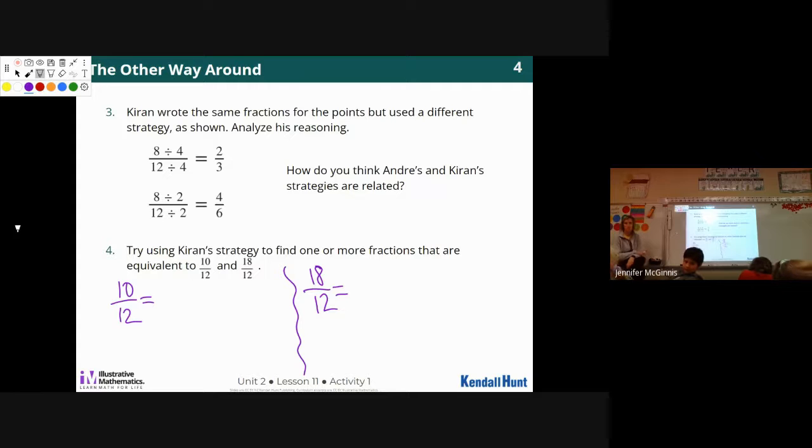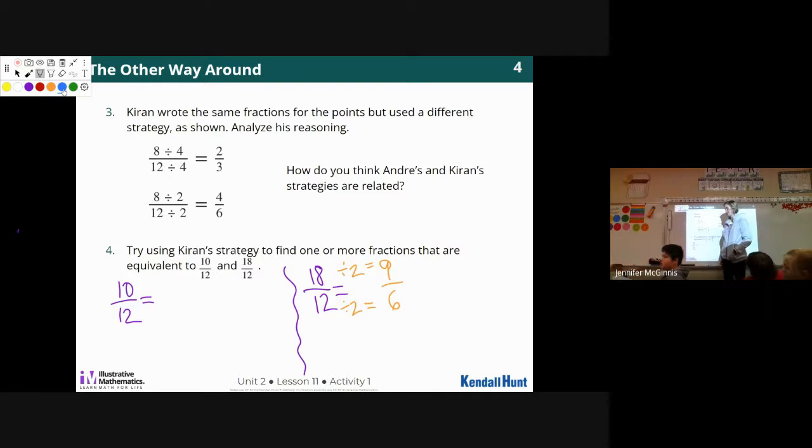I know 18/12. Okay, what are you going to do with 18/12? And then I divide it by 2. And 18 divided by 2 is 9. And then 12 divided by 2 is 6. Very good. Everybody give Gracie 2 claps. Tucker, you want to try the next one?